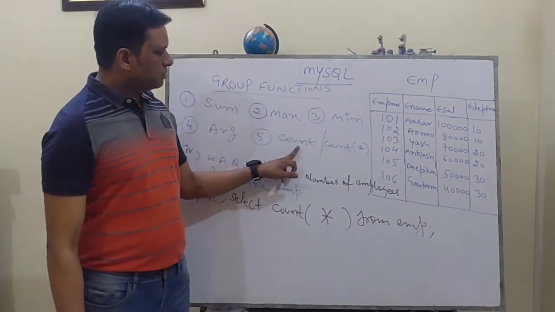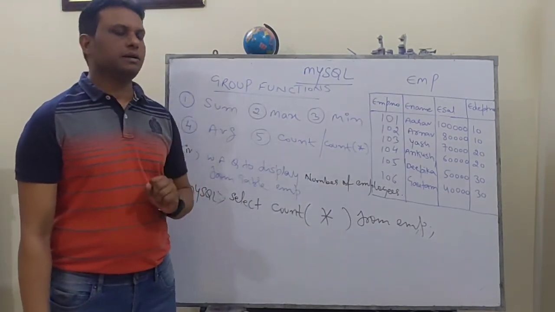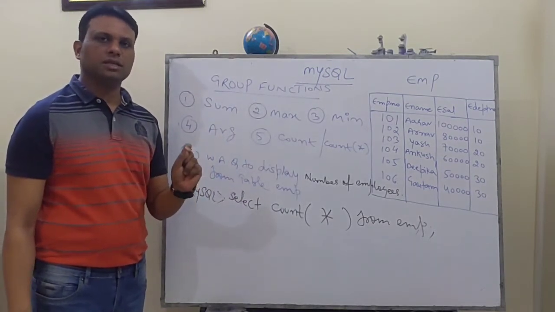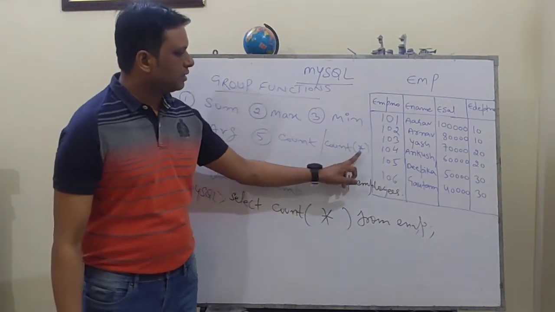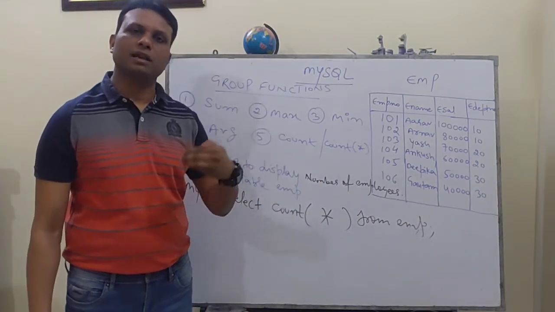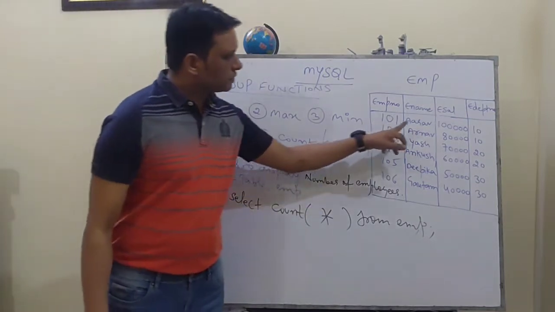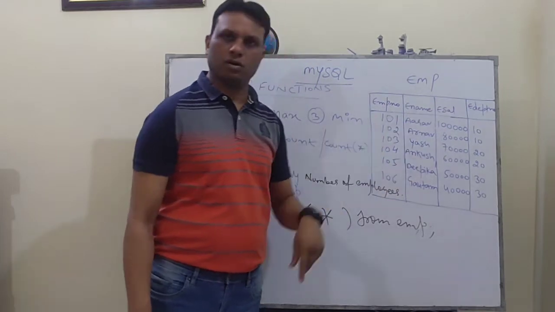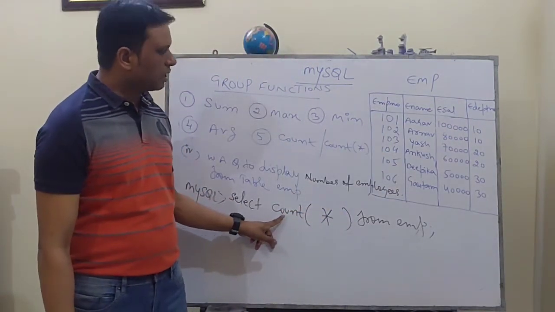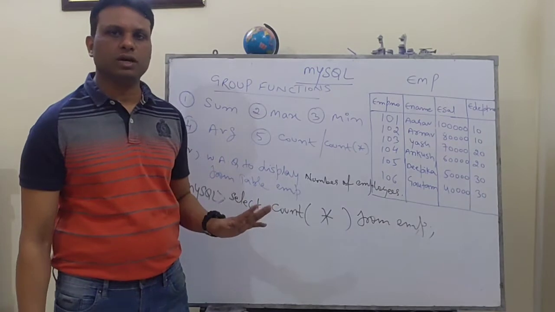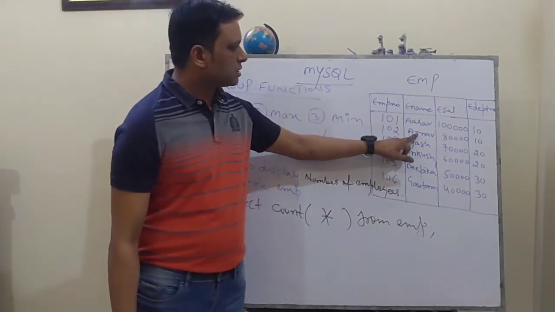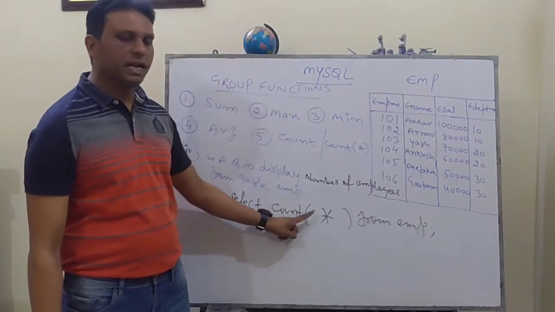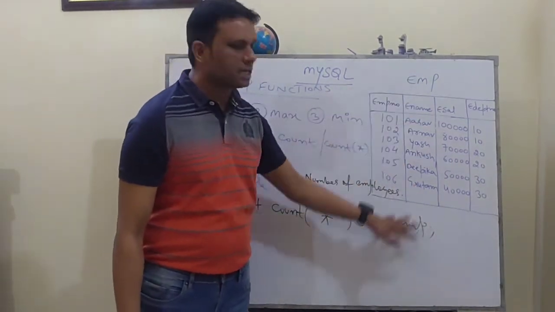But what is the difference between count and count star? There is a bit of difference in these two. Count is not capable of counting the null values. On the other hand, count star is capable of counting null values also. If suppose 101 is written but the values are not written, and if here we write count ename, then we'll get only 5 as the value because there are only 5 names. But in place of count ename, if we write count star, then we'll get 6 records.